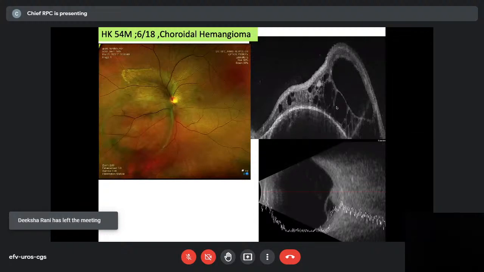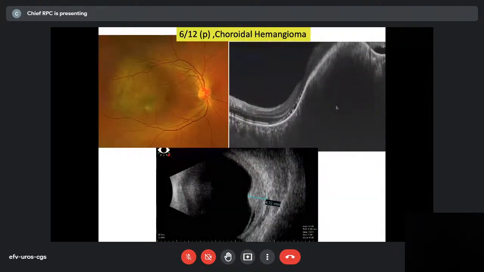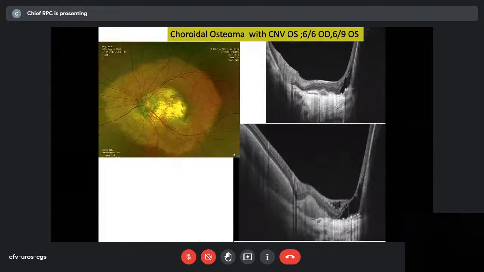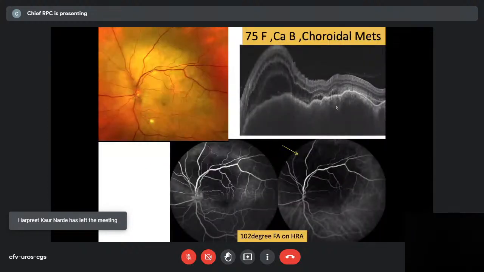I'm telling you. So unfortunately, even subthreshold laser for such a large lesion, I don't think it's possible. But don't do thermal laser, I don't think so. But one can give an anti-VEGF and hope for the best. This is another choroidal hemangioma. Choroidal osteoma, the cancellous bone is there. And this is choroidal metastasis, also elevation.